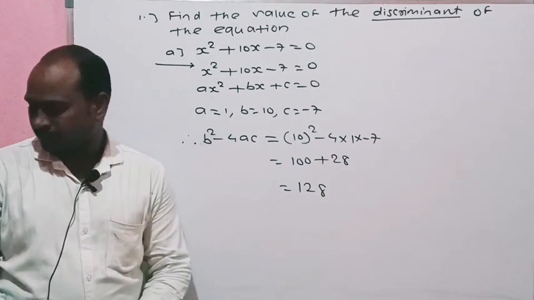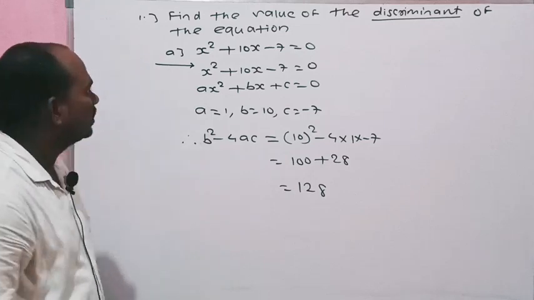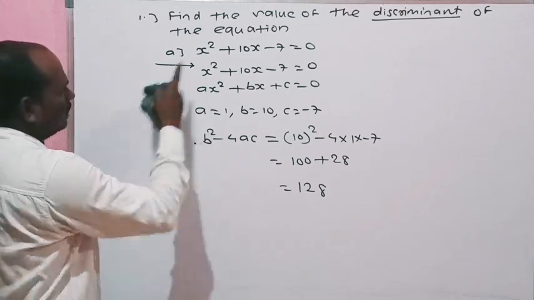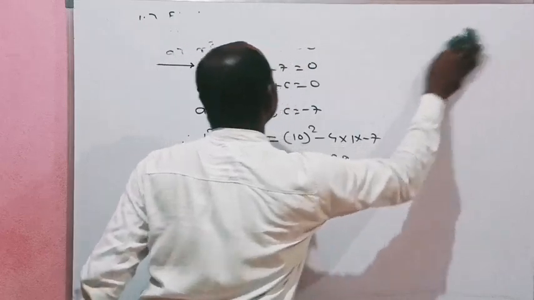Now this is the value of discriminant of quadratic equation. Then another example.